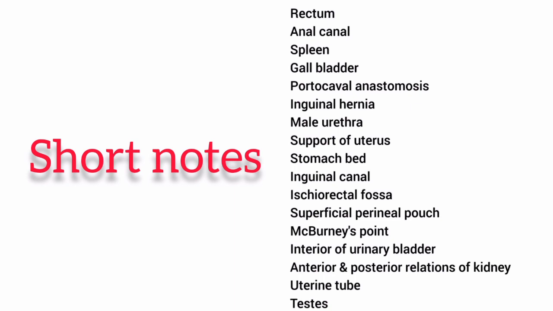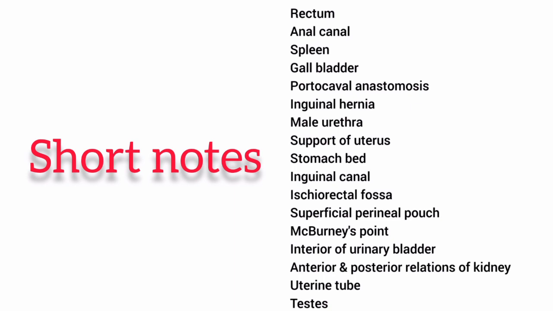The interior of a urinary bladder is very important, as important as the inguinal hernia. The diagram is very important. The examiner will become so much happy just by seeing the diagram you've made. Then is anterior and posterior relations of kidney. It is a very hit question. It has to be one question in the university exam and it brings much of a score.